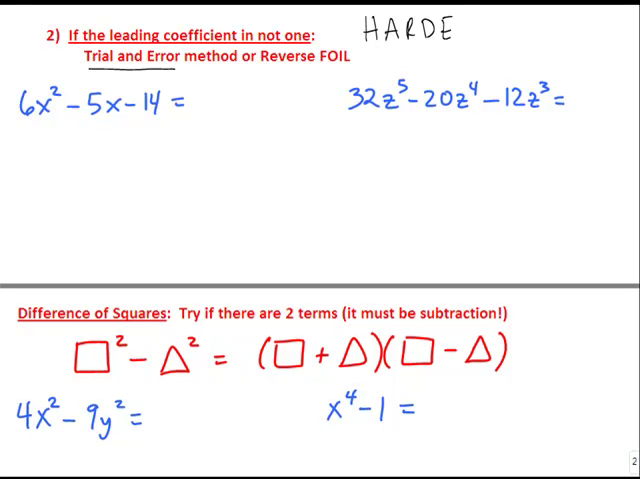So the harder case again is when the leading coefficient out front, which in this case is a 6, is not a 1. We're still going to set up our two sets of parentheses, but now we need to think of two things that multiply to 6x squared. And there's more than one way to get 6. We know we need x's, but to get the 6 we could do 2 times 3, or we could do 6 times 1. So that's why we have to do some trial and error to figure out which one of those two choices is the one to use.